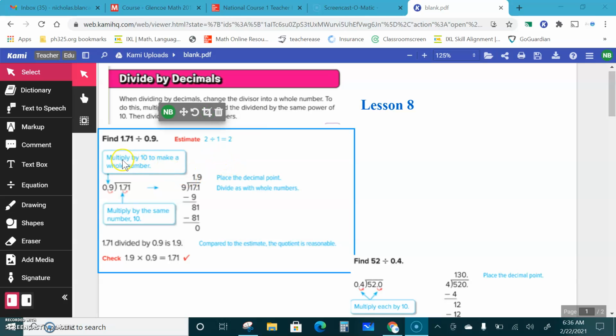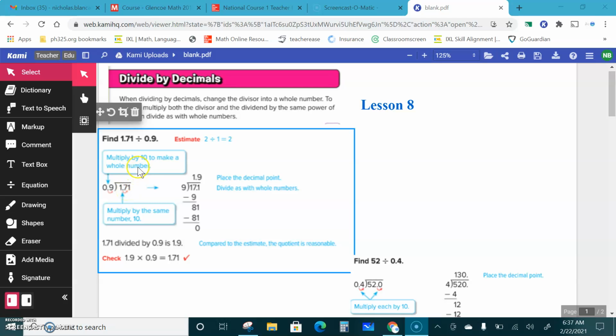It says here, multiply by 10 to make a whole number. We need to make 0.9 into a whole number. Multiplying by 10 moves your decimal over one time, so it went from 0.9 to 9. Whatever you do to the left side, you have to do to the right side, and you have to move the decimal one time over here inside of the division house.